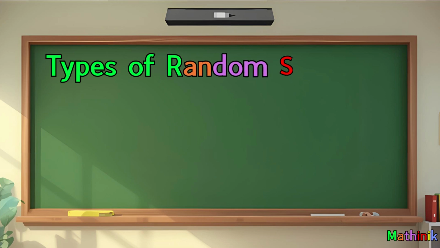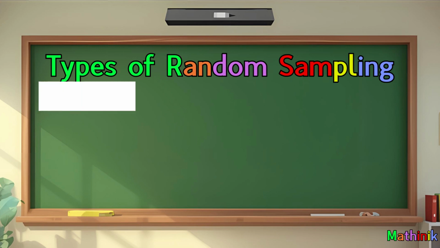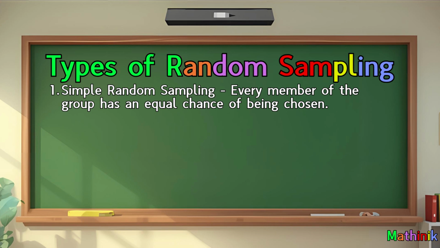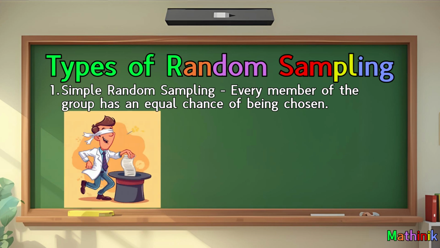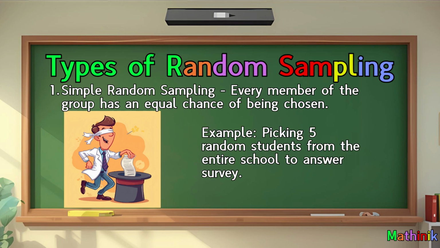Now, let's look at the four main types of random sampling. Each one works a little differently, but all aim to stay fair and unbiased. First up, simple random sampling. This is the most basic type. Everyone's name goes into one big list or box, and we pick randomly, like drawing names from a hat. Example, picking 5 random students from the entire school to answer a survey.